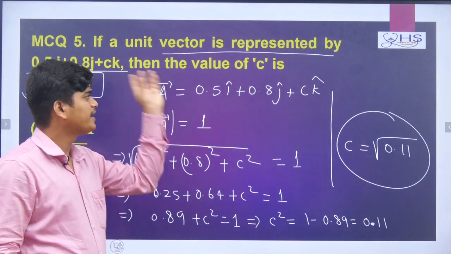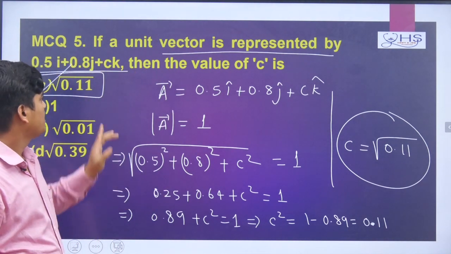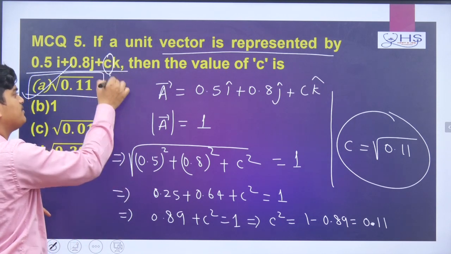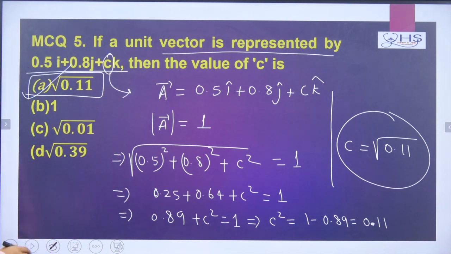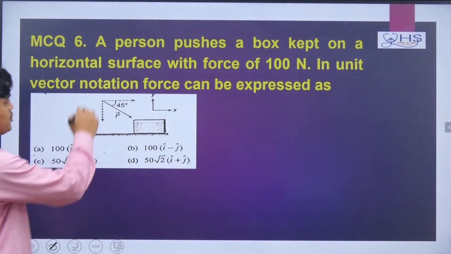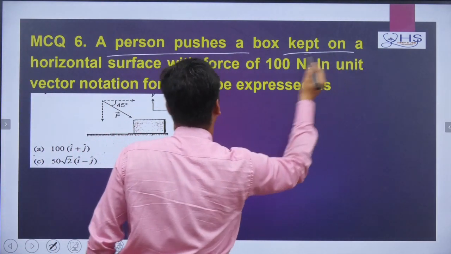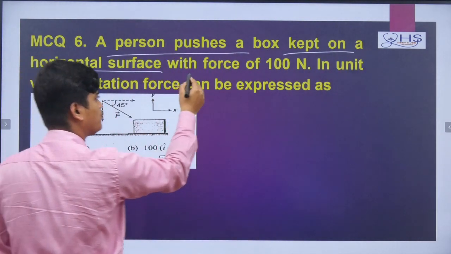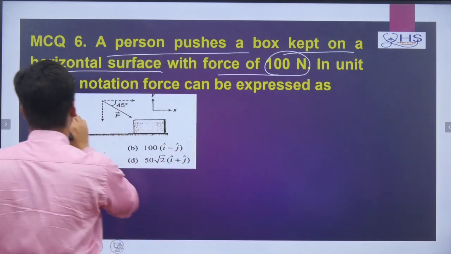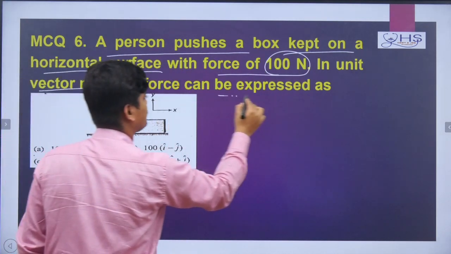So here A vector is given and telling A vector is the unit vector, and you find the value of this c. Okay. Now here a person pushes a box kept on a horizontal surface with a force of 100 newton. In vector notation, force can be expressed as how much?